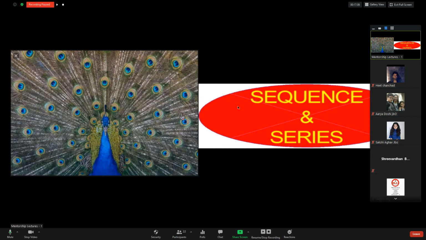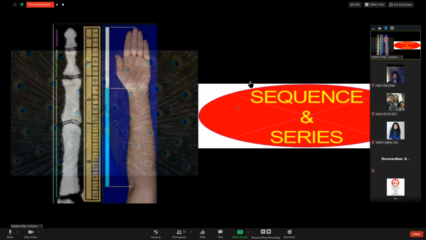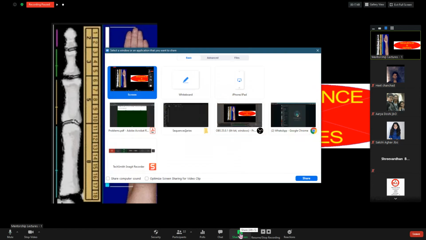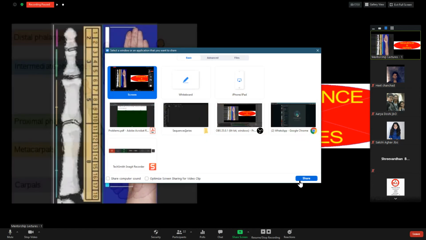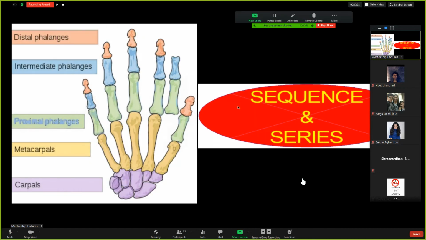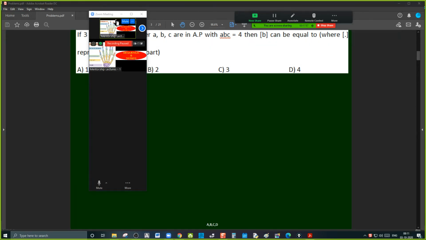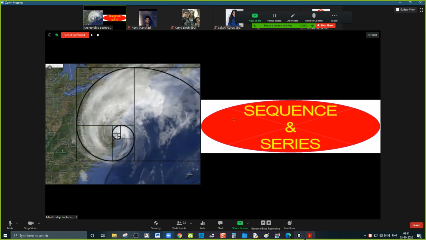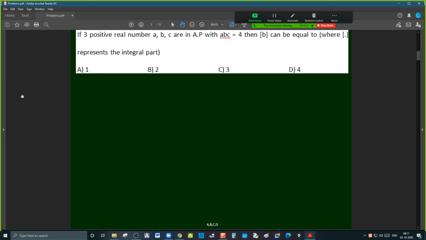Continuation to the previous session, we'll be working out the problems of sequences and series. Let me share the screen. Let me check where we stopped here. I think we worked out this problem in the previous class.